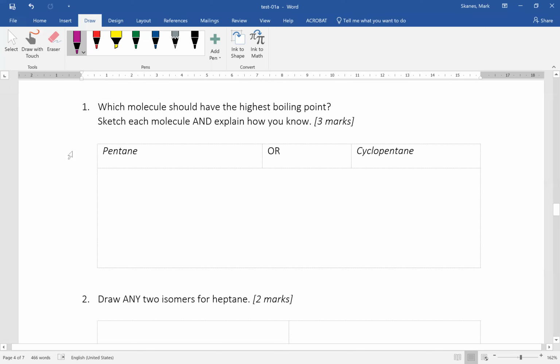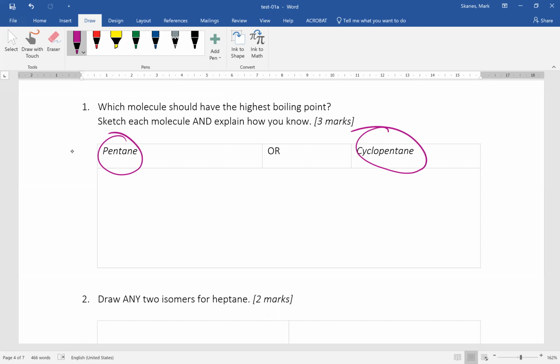Question number one, which molecule would have the highest boiling point? Well, there are two molecules here: pentane and cyclopentane. So really, the marks come from sketching each molecule. A lot of students didn't do this very well on their test last year. I wanted you to sketch each molecule and explain how you knew which was which.